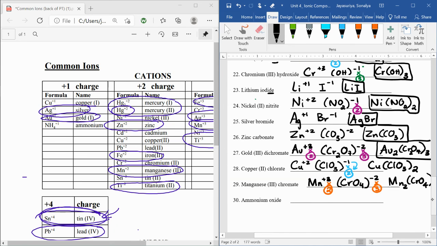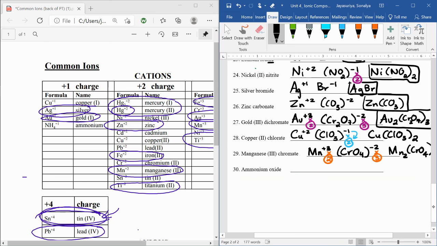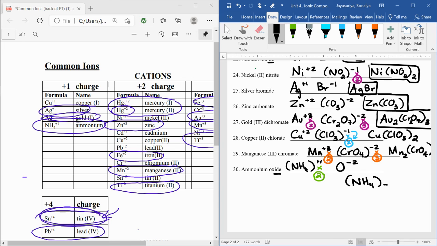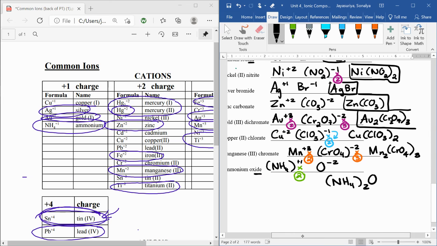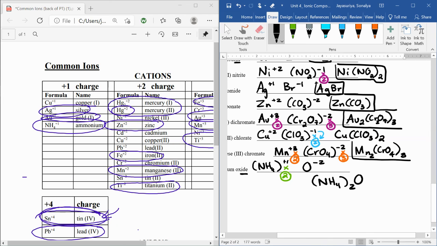Okay? Then, last one is ammonium oxide. Ammonium is just NH4 with a plus 1 charge. It's the only polyatomic cation right there. And then oxide means it's oxygen from group 16, negative 2. So you have a negative 2 here and a plus 1, which means I must multiply my ammonium by 2. I need twice the amount of ammonium. So that's going to be (NH4)2 because that's the multiple. I know it looks weird, but that's the correct formula for the compound.